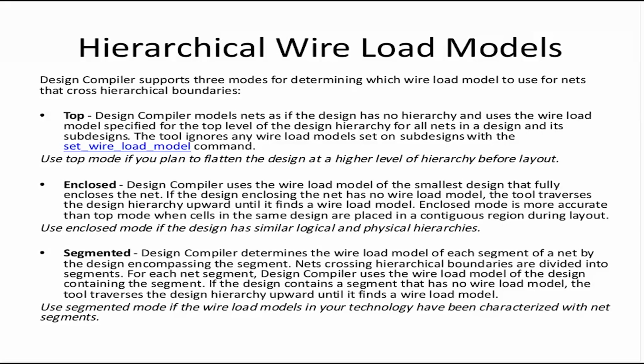Second is enclosed. Now DC will look at the net and look for the design that completely encloses this net, and it will use the wire load model for that design. You can use enclosed if the design has similar logical and physical hierarchy. Third is segmented. This is the most accurate estimate, I would say. It will divide the net into segments, and for each segment use the wire load model for the design that contains this segment.